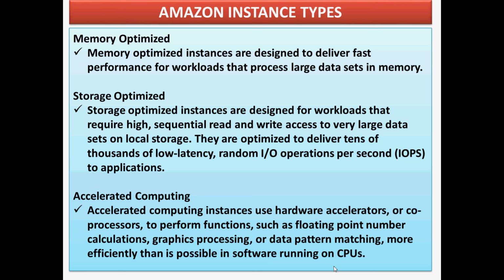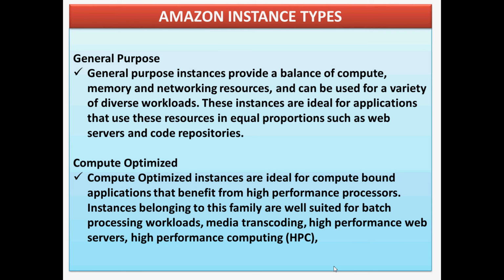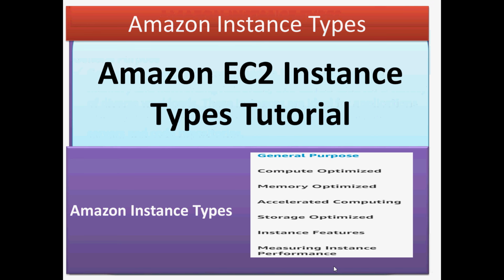So if we want to move from CPU to GPU, we use accelerated computing. In storage optimized, there will be lots of different EC2 instance types, but again we have to go for the main category and then we can choose. We can choose 128 GB RAM or 256 GB RAM, we can have more vCPUs, we can have SSDs. So first of all we have to select the family and then we need to create or spin up our EC2 instance. So friends, it was all about Amazon instance types.